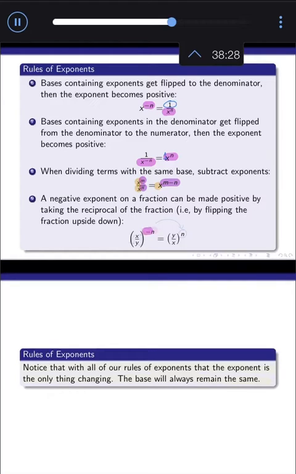What if you have a negative exponent on a fraction? We already kind of did this. A negative exponent on a fraction? Well, you can get rid of the negative by flipping the entire fraction upside down. So what this means is the top will move to the bottom and the bottom will move to the top, and as a result the exponent will become positive.